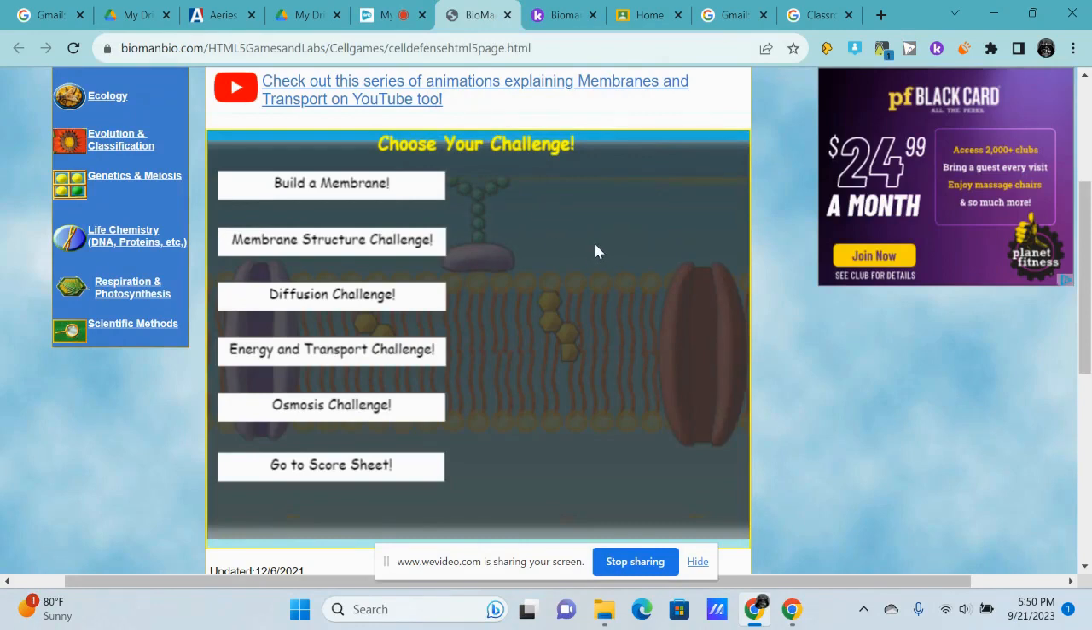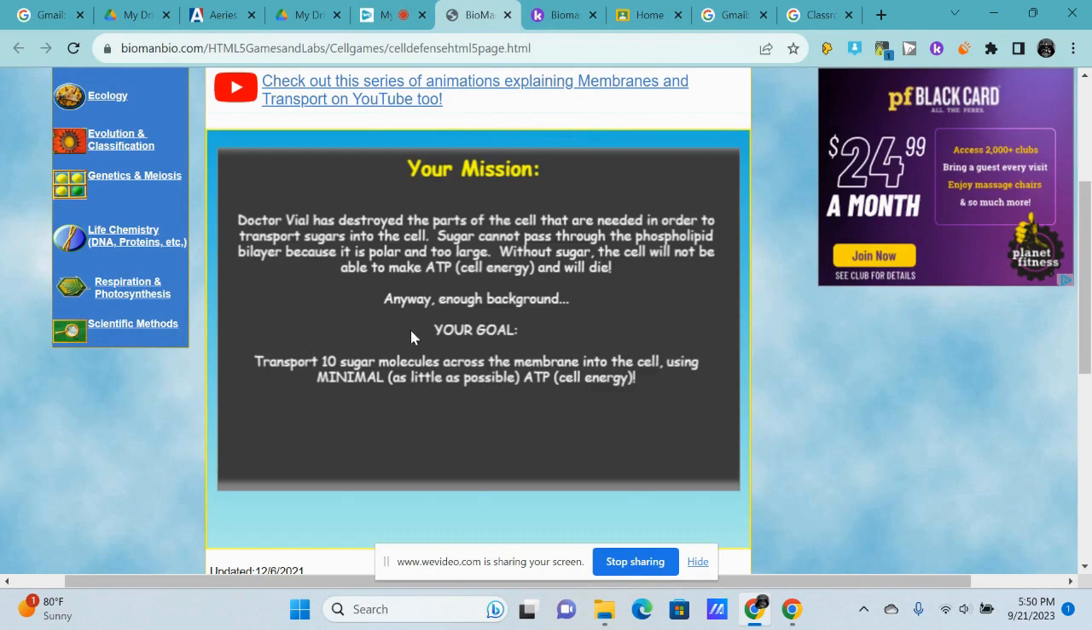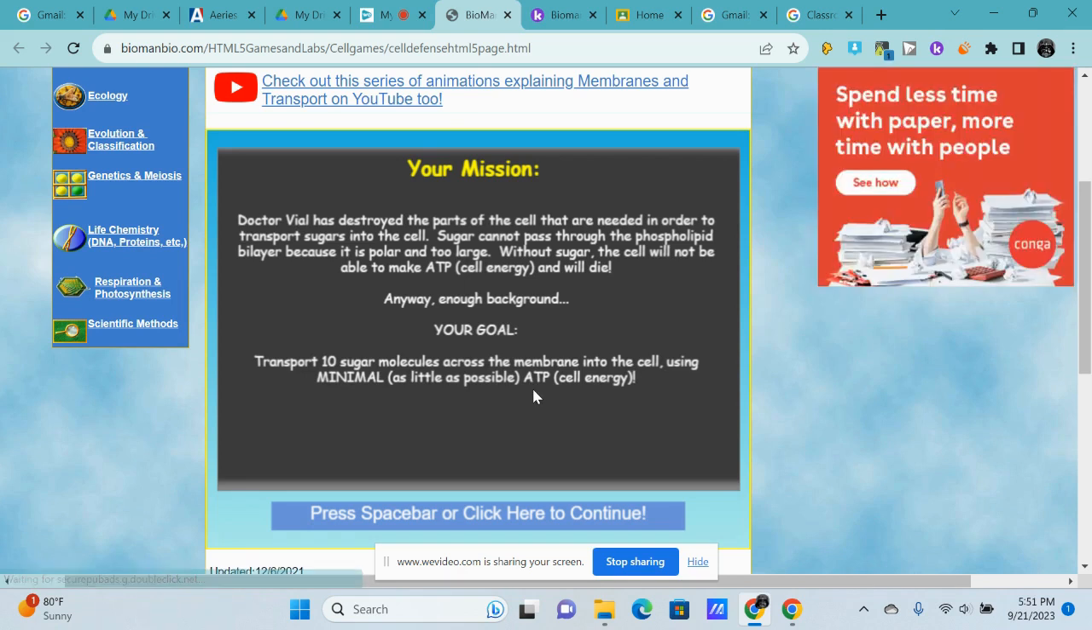All right, so next one we have to do is the energy transport challenge. My goal is to transport 10 sugar molecules across the membrane into the cell using as few ATP as possible. ATP is the energy molecule. So I've got to make sure I move these molecules. When I use ATP, it's going to be going against the concentration gradient. It's going to be going from low concentration, very few glucose molecules, to high concentration where there's a lot of them.